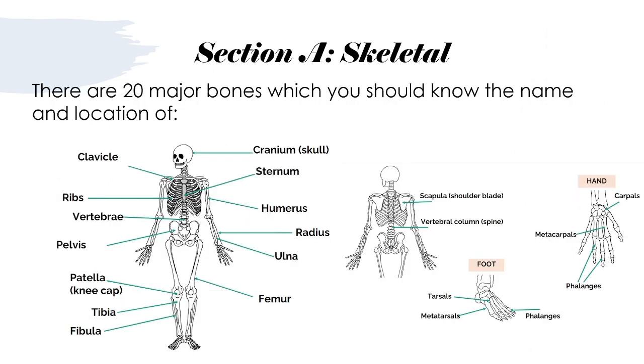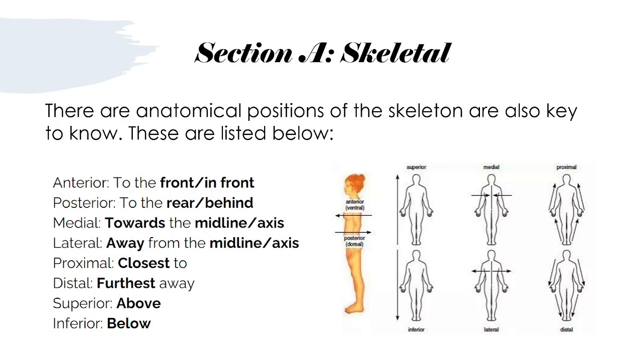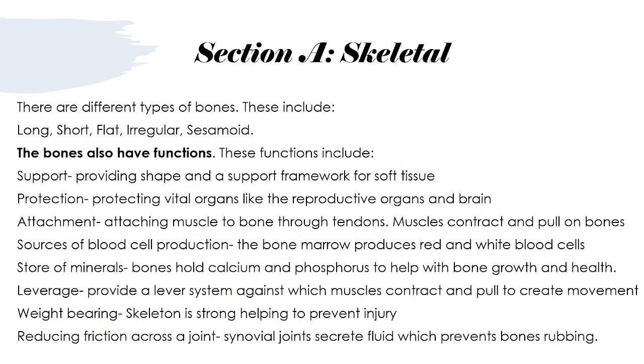There are 20 major bones that you should know. They're all here. These ones it's just about practice, looking at diagrams, drawing diagrams out. As you can see, they're all labelled there. And there are lots of different positions of the skeleton that you also need to know: the anterior, posterior, medial, lateral, proximal, distal, superior and inferior. Again, diagrams on the right there to show you.